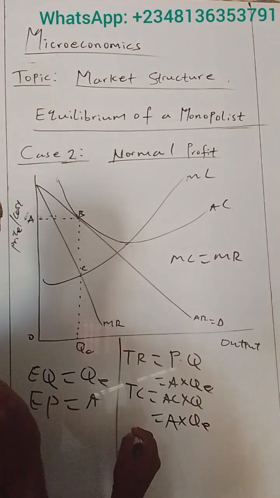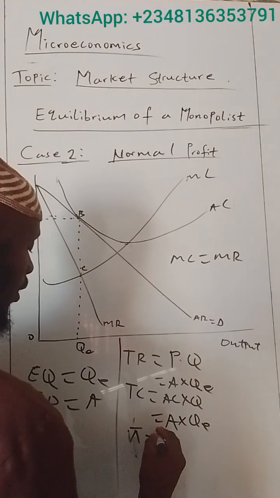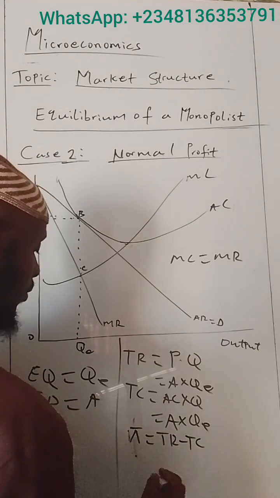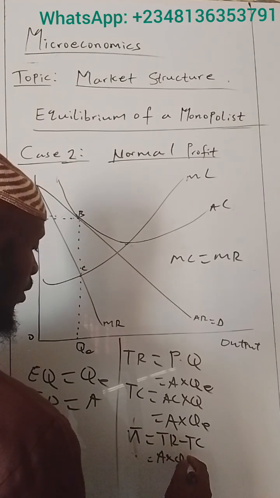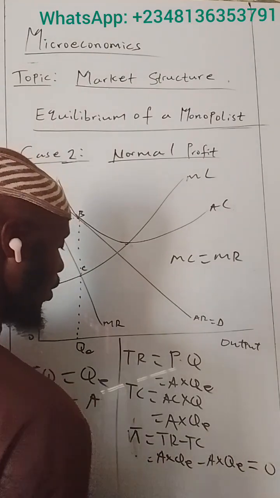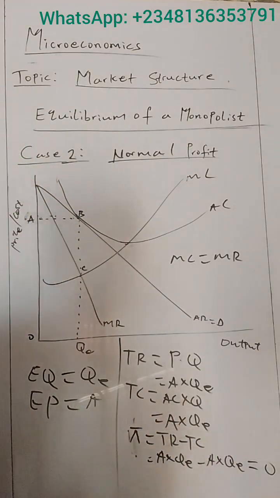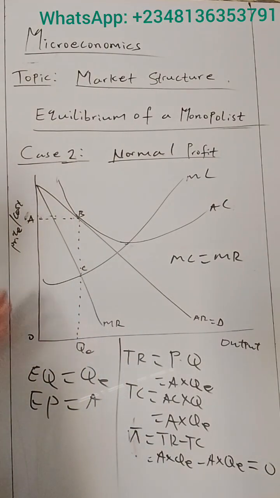Now, total revenue equals total cost. The profit is now equal to TR minus TC, which is equal to A multiplied by QE minus A multiplied by QE, which is equal to 0. So this profit equal to 0 is known as normal profit. This shows a monopolist that is making a normal profit.